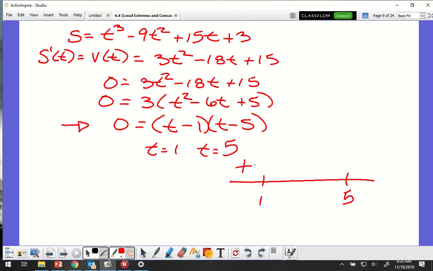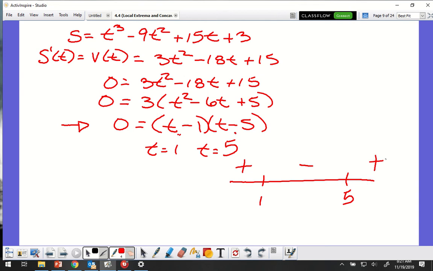Now we're plugging in, let's go 2. Plug in 2 right here. On this one right there, we get a positive, but 2 right here, we still get a negative. So a negative and positive makes a negative. All right, to the right side of 5 is going to be 6. So 6 over here is going to be positive. 6 here is also positive. So positive, positive makes a positive.